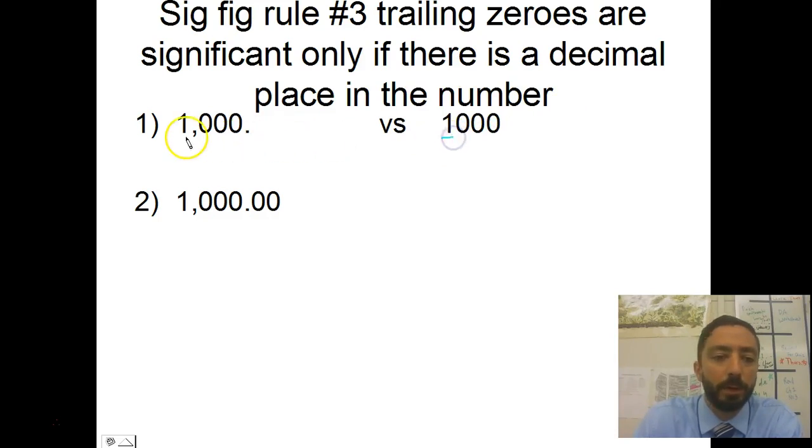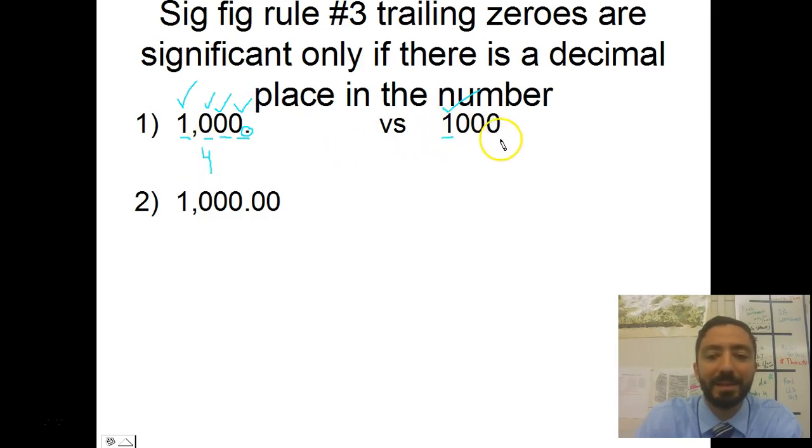non-zero. So we've got a 1 and we've got a 1 as our non-zeros. Those are guaranteed significant. Any trailing 0 is insignificant unless you have a decimal place. So we have a decimal place in this number. We're going to kind of treat that like a significant digit. It's not going to count to our total, but it's going to sandwich these zeros in between. And so because of the decimal, 1, 2, 3 zeros are all significant digits. And so this becomes 4 sig figs.